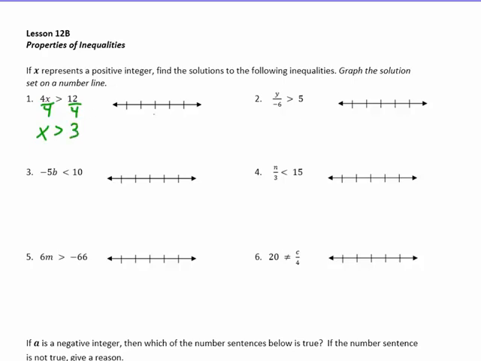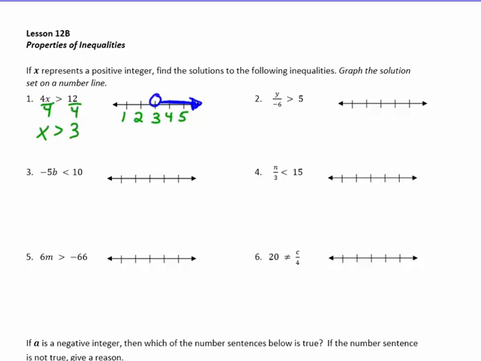Graphing it like we've been practicing. So 3, 4, 5, 2 smaller. Put my circle at 3. I'm going to check to see if there's a line. No line, which means it stays open. I need numbers that are greater than 3, which means I'm going to go to the right, just like we practiced yesterday and the day before that.